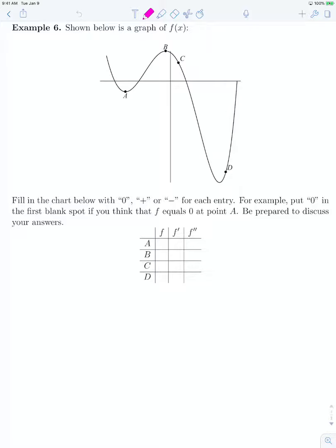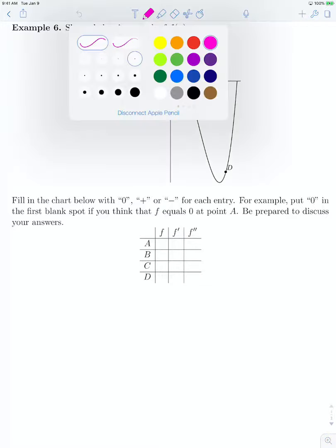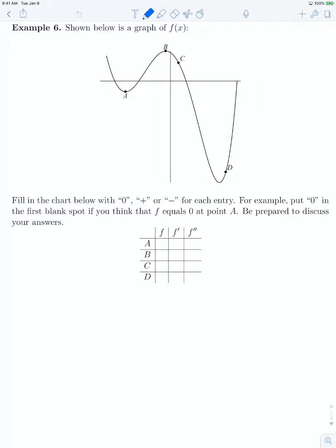So this problem shows us a graph and we're supposed to fill in the chart at the points A, B, C, and D and be able to answer at those points whether the original function is positive or negative or zero, whether the first derivative is positive, negative, or zero, and then finally whether the second derivative is positive, negative, or zero. So first, no derivative, just the original function, we should look at whether or not it's above or below the x-axis. So it's as simple as that.